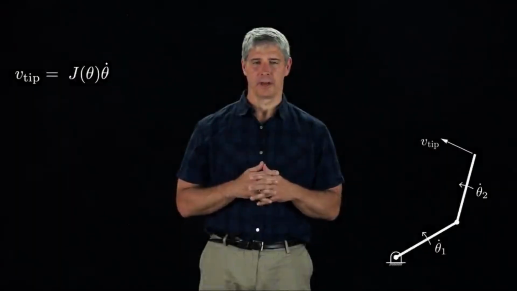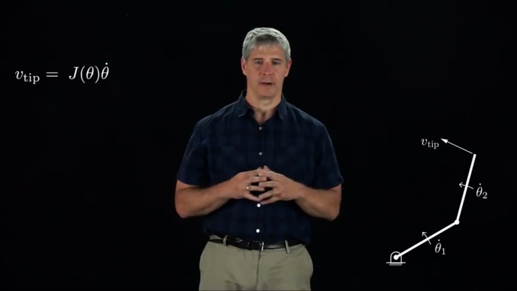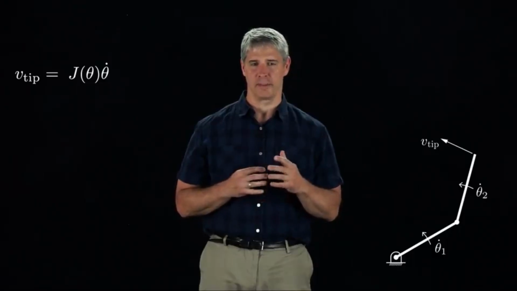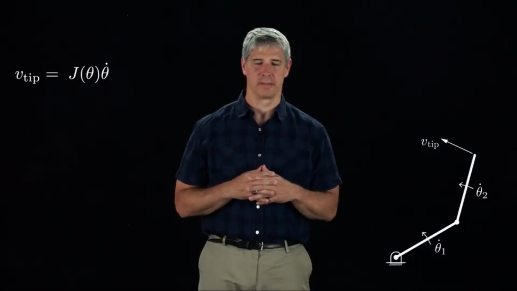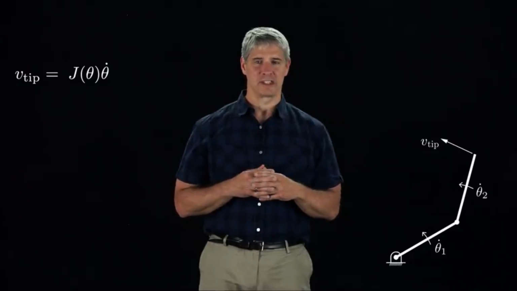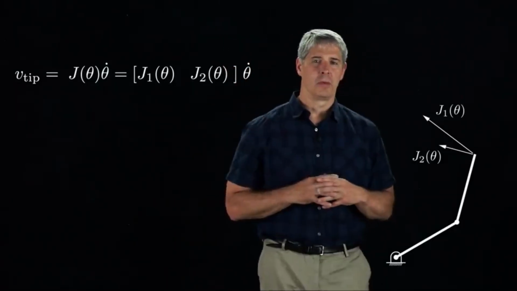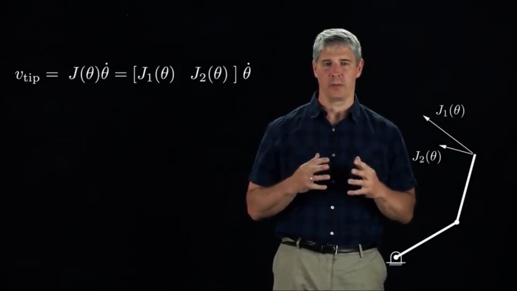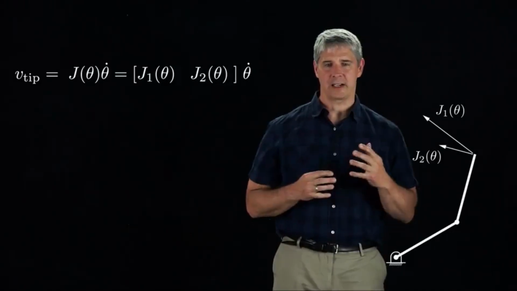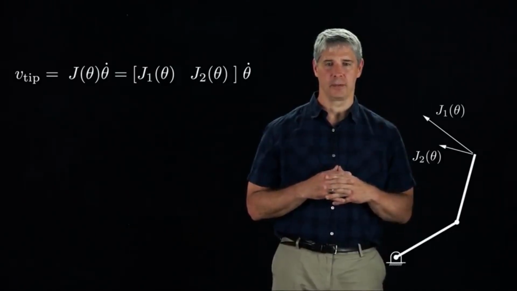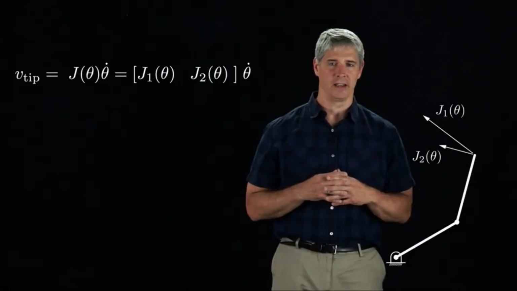In the previous video, the robot's end effector velocity, V tip, was the time derivative of a minimum set of coordinates describing the end effector's configuration. The Jacobian J maps the joint velocities to V tip. For this 2R robot, the Jacobian has two columns, one for each joint, which we call J1 and J2. Each column is the contribution to V tip when the speed at that joint is 1 and the speed at all other joints is 0.